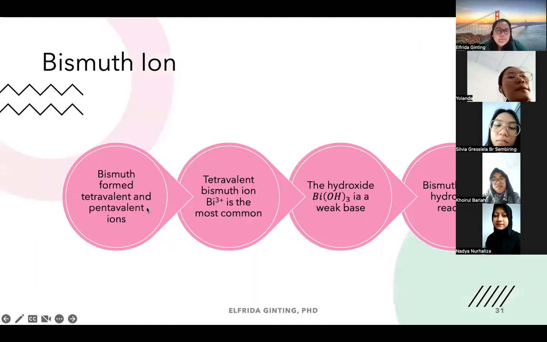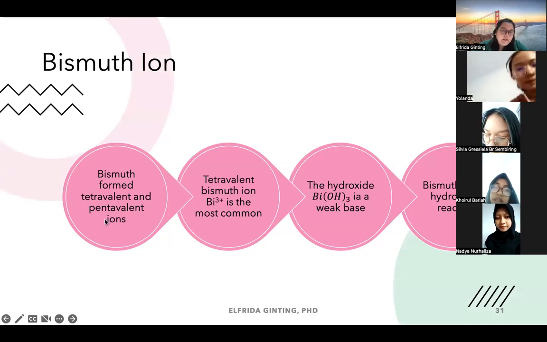Now, so let's see. Remember, the bismuth ion has trivalent and pentavalent forms, that is what we call bismuth 3 and bismuth 5. The most common one is bismuth 3+. If we react the bismuth with hydroxide, it will form bismuth hydroxide. This bismuth hydroxide we can categorize as a weak base. It's not a strong base, but a weak base.